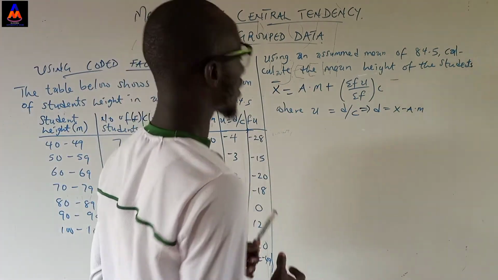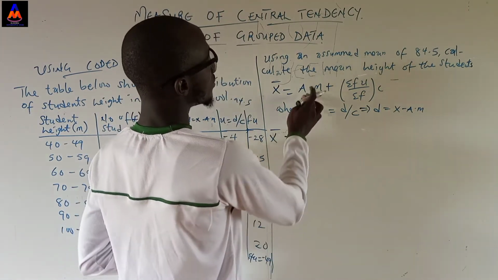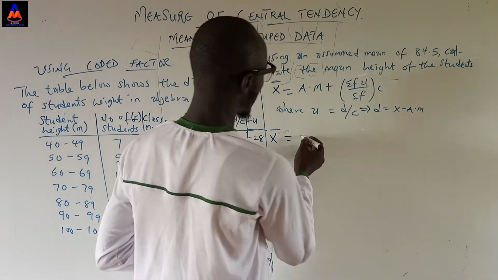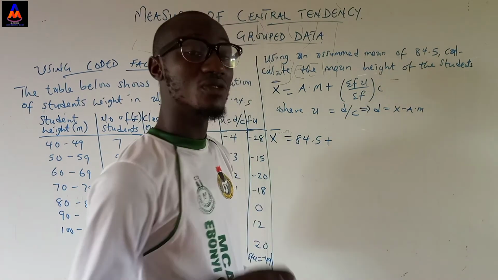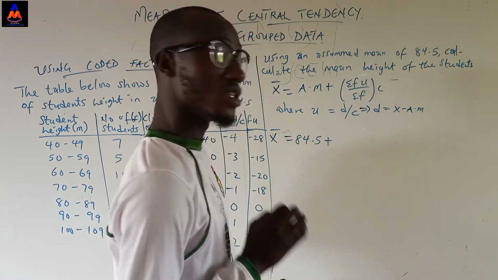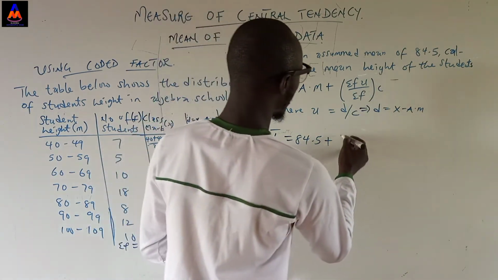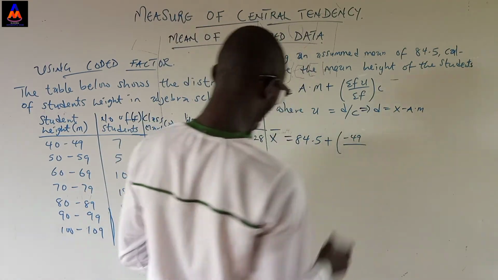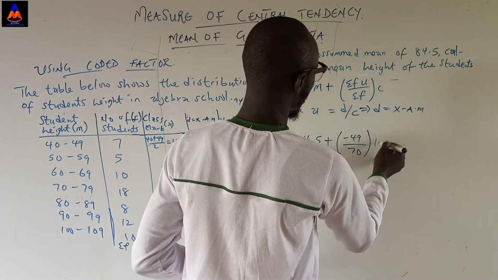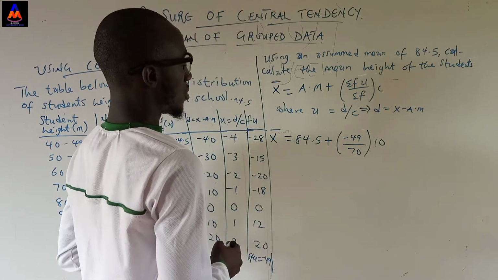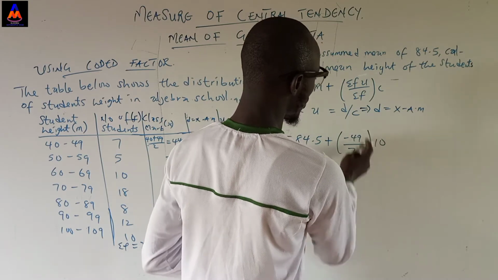Now, using our formula to get the actual mean of the distribution, the assumed mean that we are given is 84.5 plus, and don't forget that the assumed mean is always very close to the middle data. So, this is summation FU, which in this case is minus 49, all over summation F, which is 70, times the class width which is 10 in this case. If I want to deal with this, I can first deal with the one in the bracket.